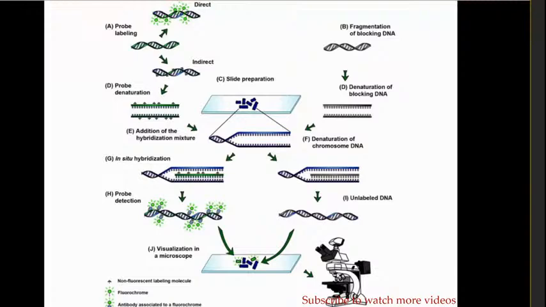Randomly cut down by the DNA enzyme. After that, we added the dNTPs. The double strand is denatured at 72 degrees Celsius.